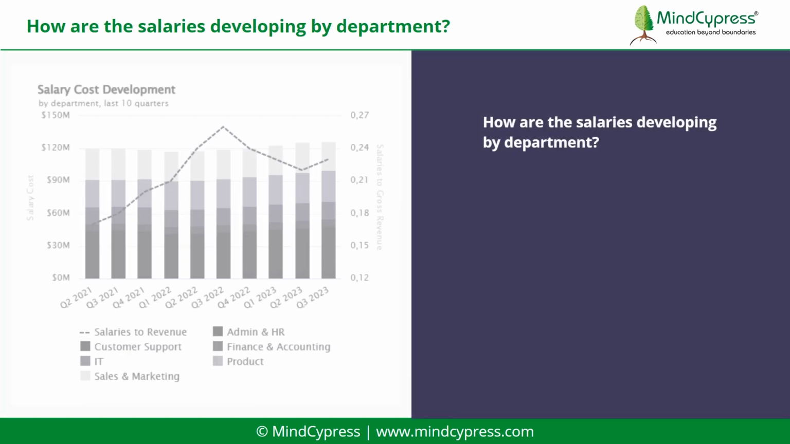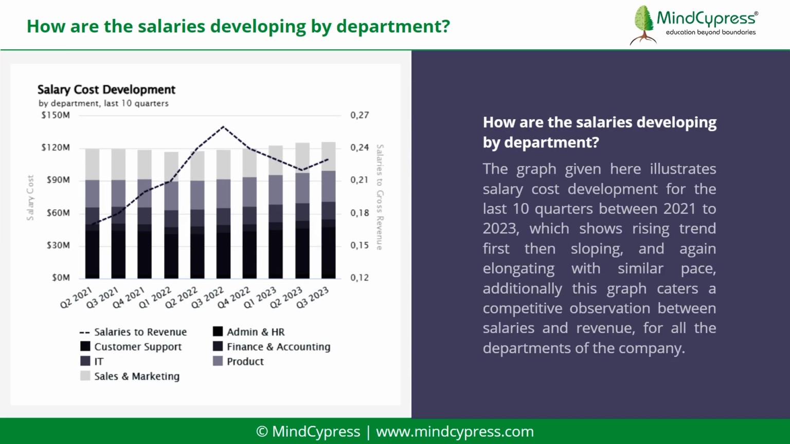How are the salaries developing by department? The graph given here illustrates salary cost development for the last 10 quarters between 2021 and 2023, which shows a rising trend at first, then sloping, and again elongating at a similar pace. Additionally, this graph offers a competitive observation between salaries and revenue for all the departments of the company.